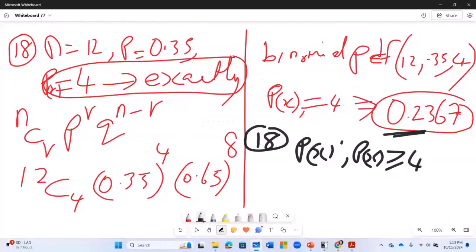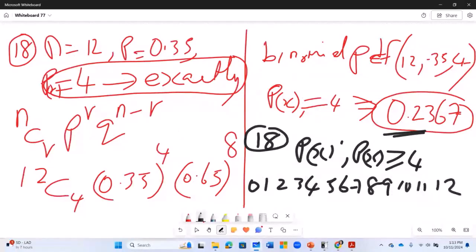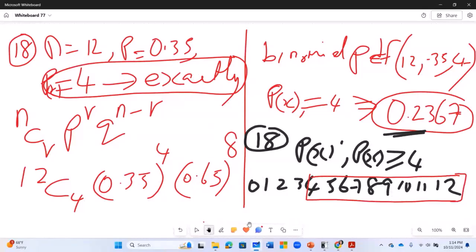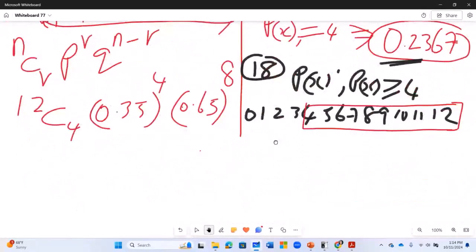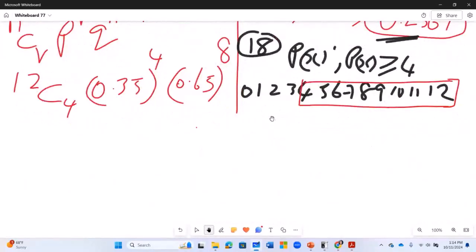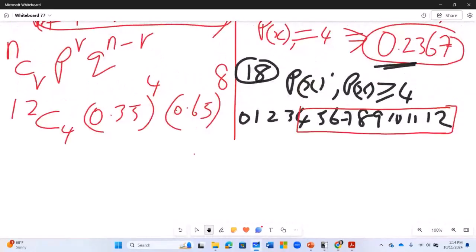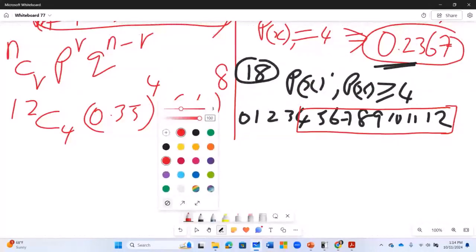It means that if I list all of them, 0, 1, 2, 3, 4, 5, 6, 7, 8, 9, 10, 11, 12, I'm told to accumulate to the right, greater than or equal to. Another way of saying complements. So we're actually doing the complement rule this time. Since I'm accumulating to the right, it's the same as the complement of P of X less than 4.